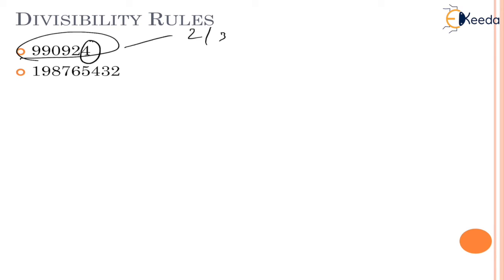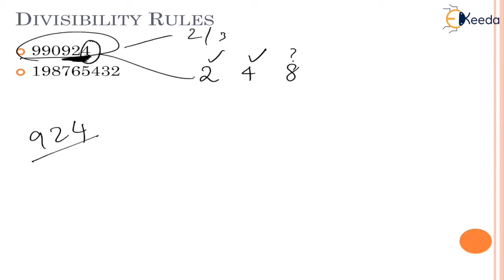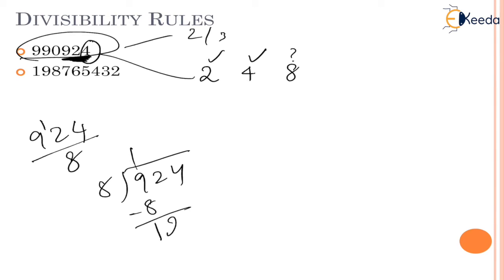Is this number divisible by 2? Definitely yes. Is this number divisible by 4? For 4, last two digits. 24 is definitely a multiple of 4. So this is definitely divisible by 2. It is divisible by 4. Is it divisible by 8? For 8, you have to check the last three digits. So 924, is it divisible by 8? Check. 8 ones are 8. If you want, you can divide it. So 8 ones are 8. Carry remainder 1, 12. 8 ones are 8. 4, 44. 44 is not divisible by 8. So this number is not divisible by 8.